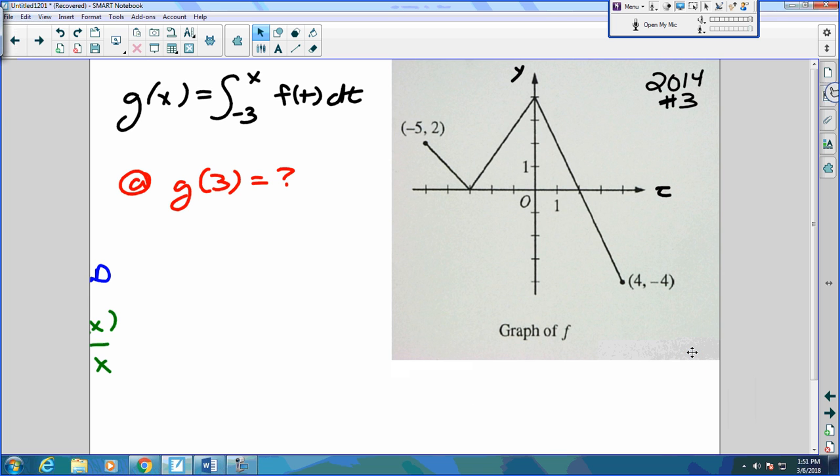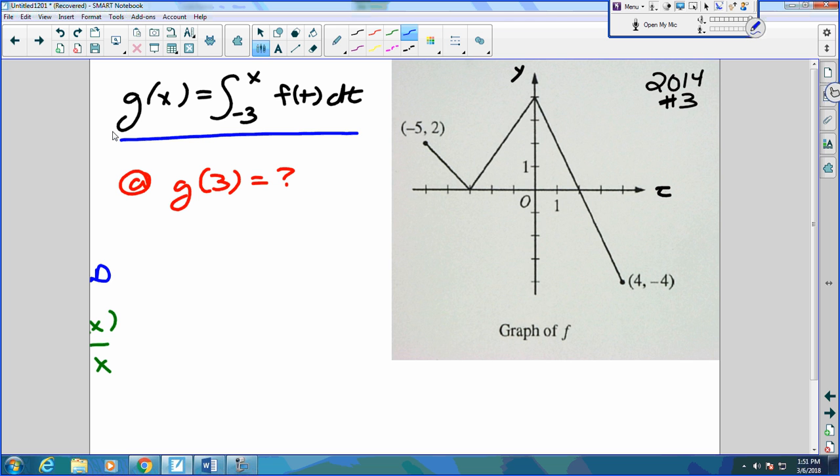All right, so we're going to do 2014, number 3. This would be a non-calculator problem on the AP test, all right? Remember, your calculators will do almost all the work if you let them. And it gives a function, a fundamental theorem of calculus, FTC, an area under the curve function, and it gives the graph of the function, and it's a piecewise. And the first thing they ask is, hey, they want you to find g of 3.